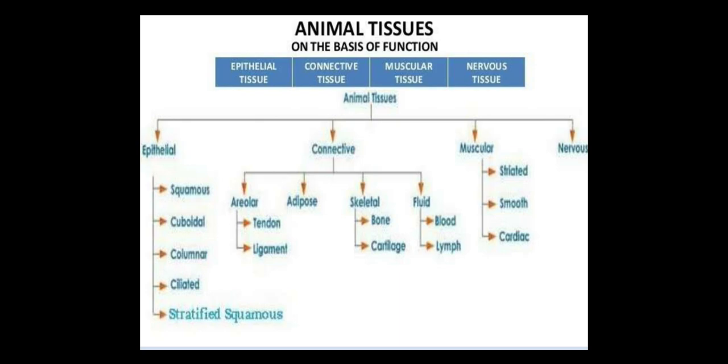The muscular tissue has the striated, smooth and cardiac. And the nervous tissue and adipose do not have any sub-branchings.